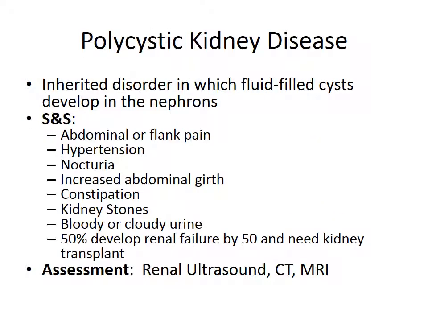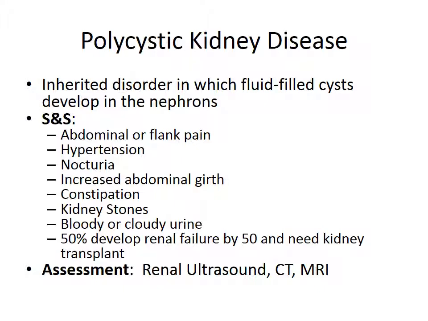Polycystic kidney disease. Polycystic kidney disease, or PKD, is an inherited disorder in which fluid-filled cysts develop in the nephrons. Signs and symptoms of polycystic kidney disease include abdomen or flank pain, hypertension, nocturia, increased abdominal girth, constipation, kidney stones, bloody or cloudy urine, and 50% of these patients develop renal failure by age 50 and need a kidney transplant.